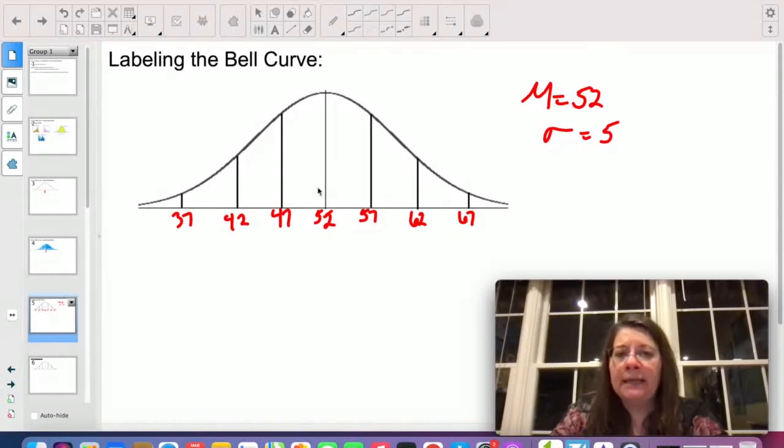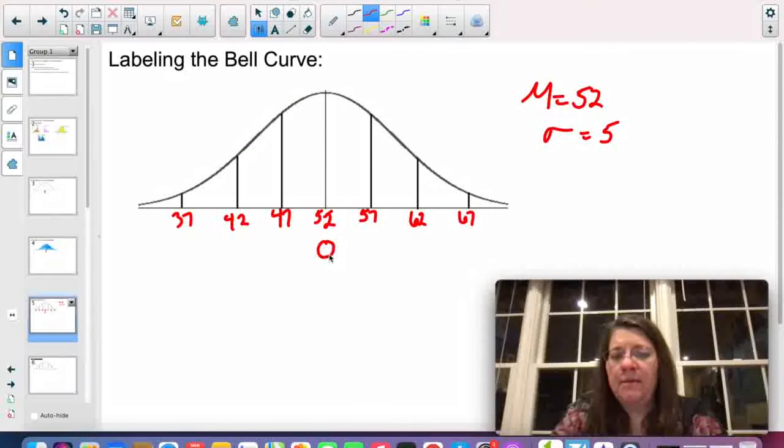Your mean will always have a z-score of 0. So the mean z-score is always a 0. This is 1 standard deviation above the mean, so this would have a z-score of 1. This is 2 standard deviations away from the mean, to the right of the mean. This is 3 standard deviations to the right of the mean.